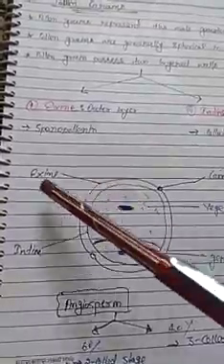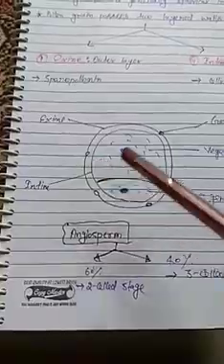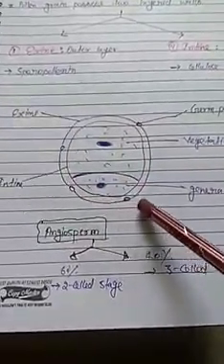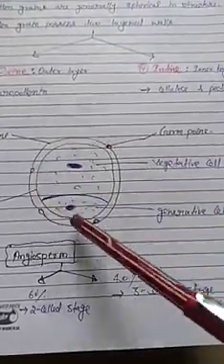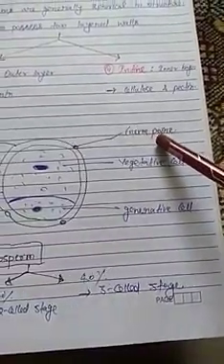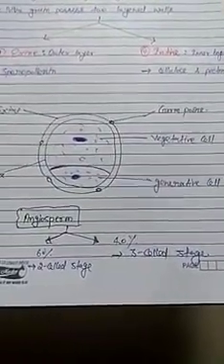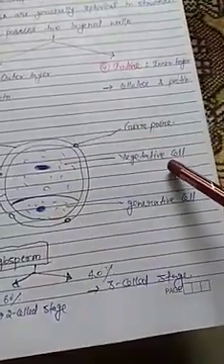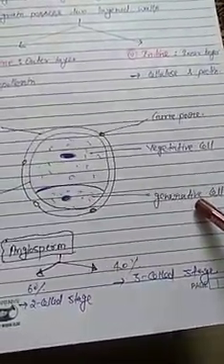The outer layer is called exine and the inner layer is called intine. In exine, there are some parts where the sporopollenin is absent. This prominent aperture is called germ pore. When the pollen grain is mature, it consists of two cells. The bigger cell is called vegetative cell and the smaller cell is called generative cell.